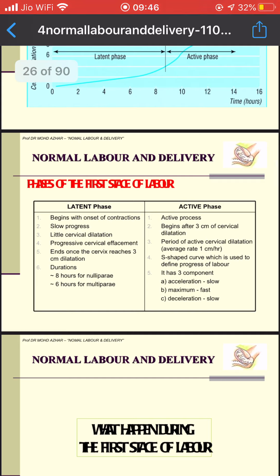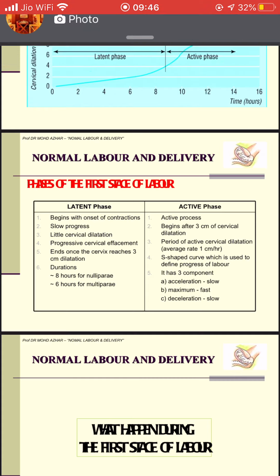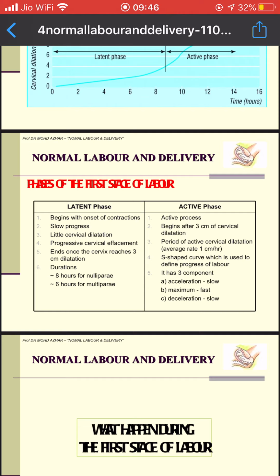Now, let's discuss in detail the latent phase and active phase. The latent phase begins with the onset of contractions. It progresses slowly, with little cervical dilatation and progressive cervical effacement, and ends once the cervix reaches 3 centimeter. The duration is 8 hours for nulliparous and 6 hours for multiparous.